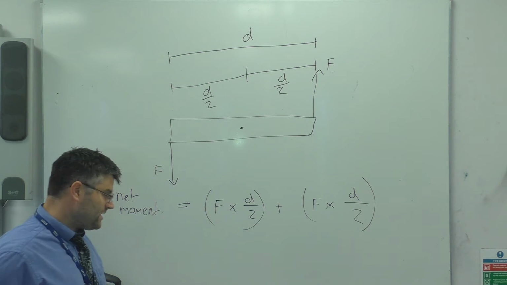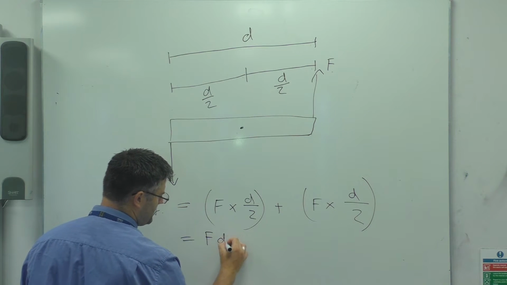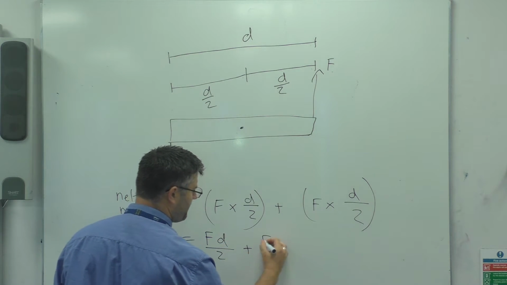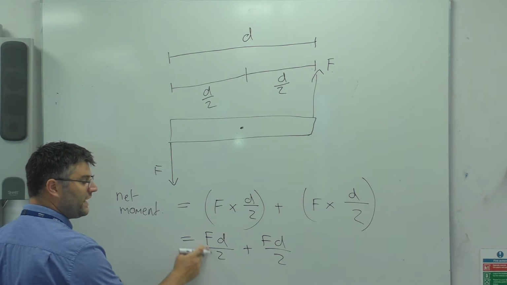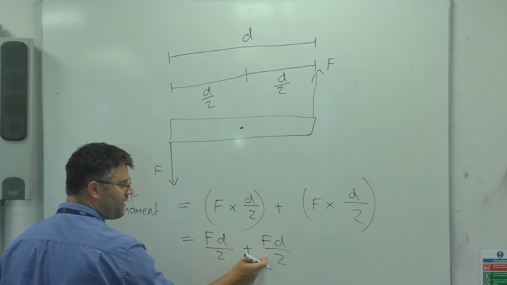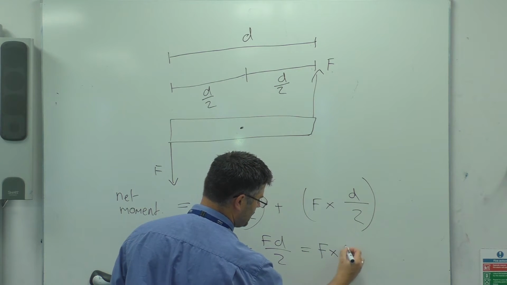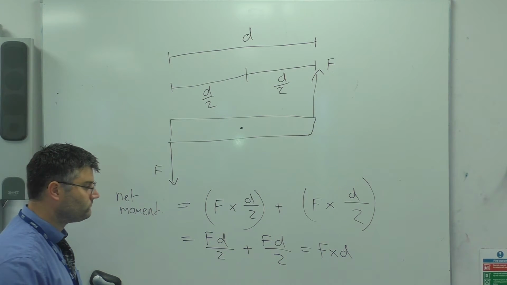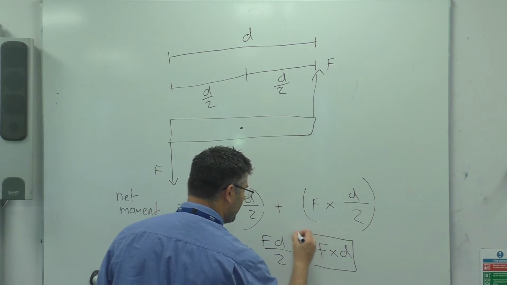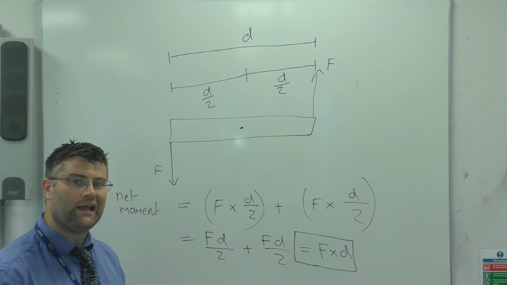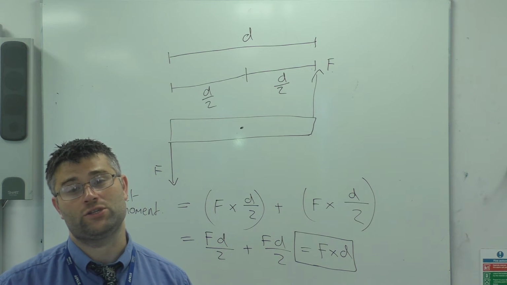Now we can simplify this quite significantly if I rewrite this as FD over 2 plus FD over 2. Well, you've got essentially half of FD plus half of FD. Well, that's just equal to F times D. And essentially what we've ended up with here is an equation that looks like a moment calculation on its own, but it's not. It's a torque calculation.